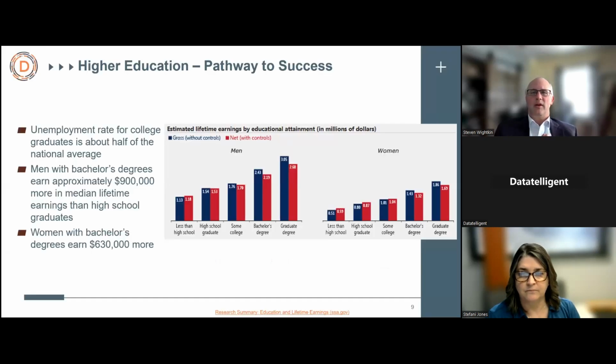And why this is important is higher ed is still one of the best pathways to success in this country. Folks who graduate from college have a lower unemployment rate versus the national average, and they earn more over their lifetime compared to high school graduates. So it's still a good value, and when people question the value of it, there are still reasons why folks should consider a higher ed education.